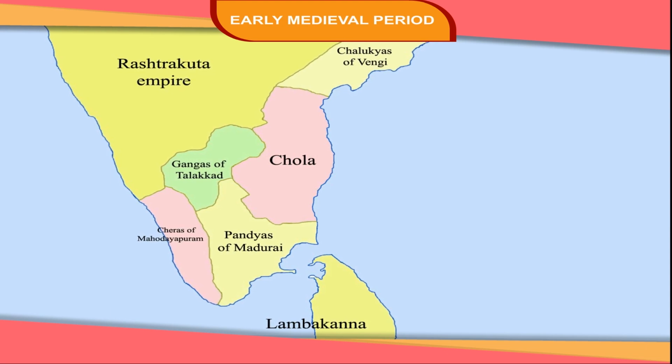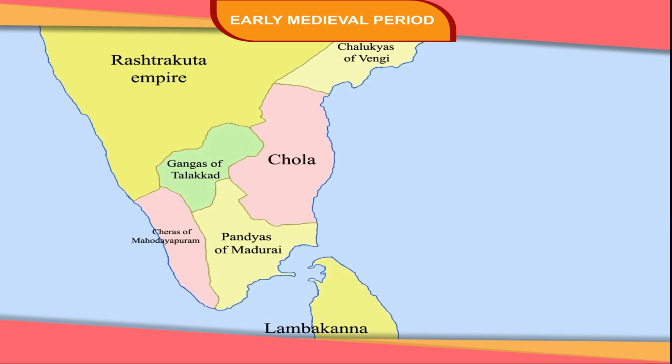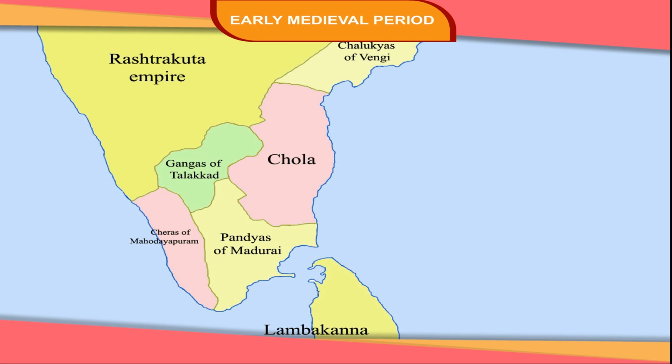In the 9th century, Vijayalaya, a Chola ruler, ruled over a small territory lying north of the Kaveri river. He conquered Tanjavur and made it his capital. He was regarded as the founder of Chola dynasty.